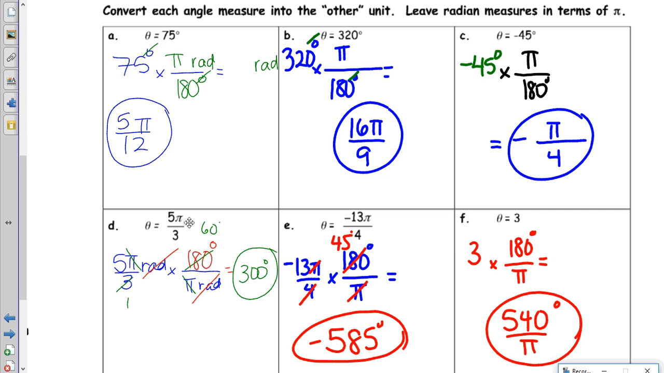So right here with the 5 pi over 3, that was in radians. So I needed to put my pi radians on the bottom and my 180 degrees on the top. When I do that, the radians would reduce out. The pi's would reduce out. I can also reduce: how many times does 3 go into 180? That's 60. And then 5 times 60 equals 300.